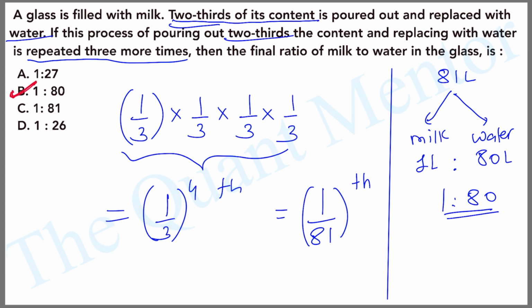Right? Very simple question. I think this is the easiest question in this entire slot. And that's how we solve it. Very simple. The answer is option B, 1 is to 80.